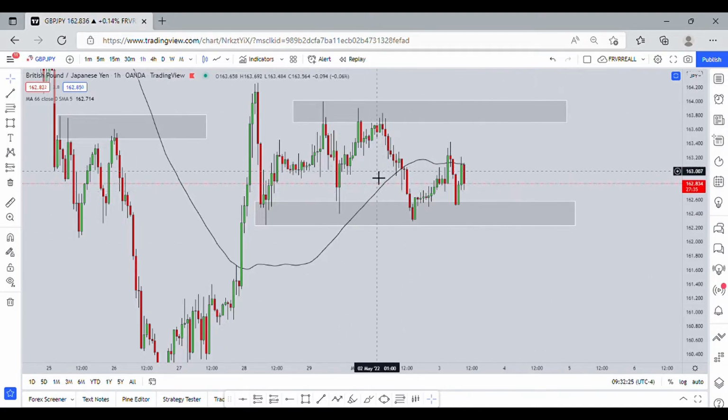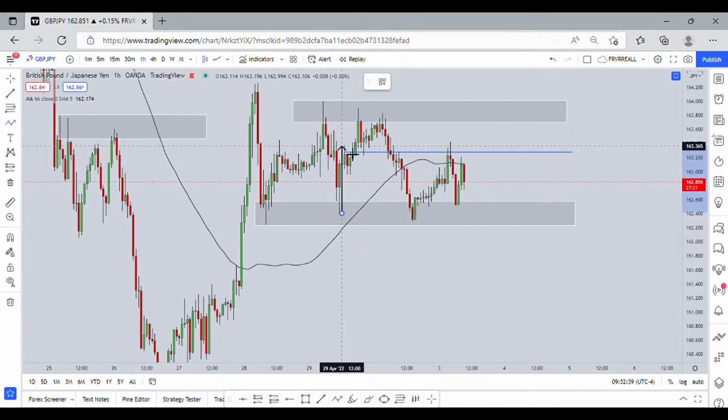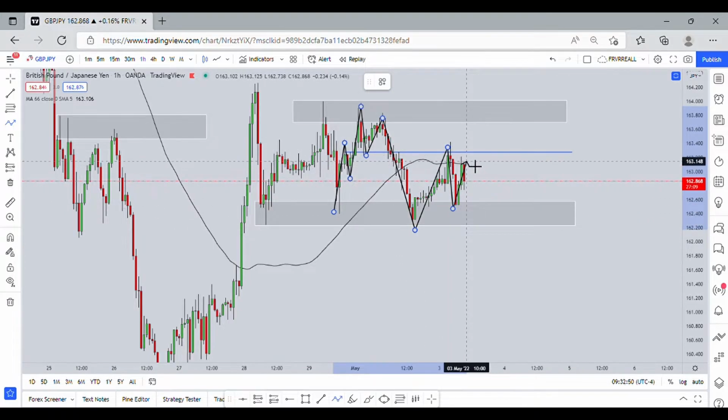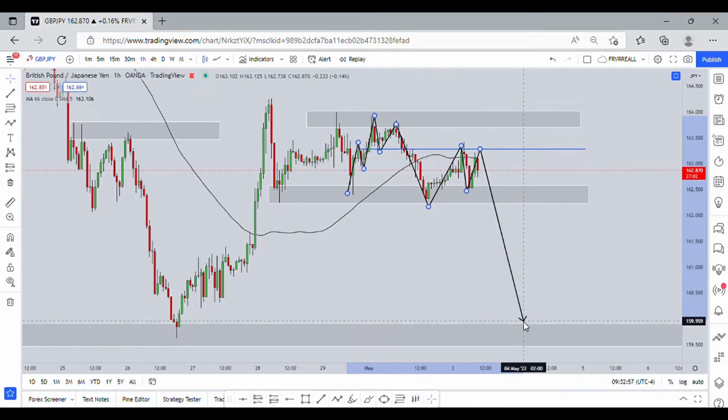Currently it's in a range, but it's slowly starting to transition into a downtrend, right? As you can see, you can definitely see the higher highs and higher lows switching into lower highs and lower lows: higher high, higher low, higher high, higher low, lower high, lower low, and potentially another lower high, which is gonna form a double bottom and then drop back lower, and potentially see the targets up to here.